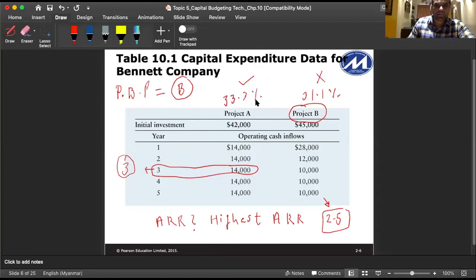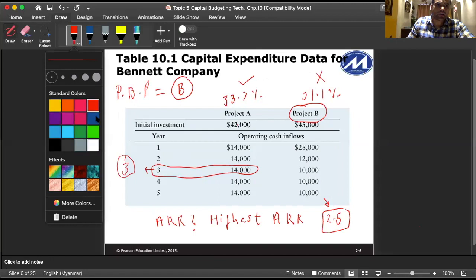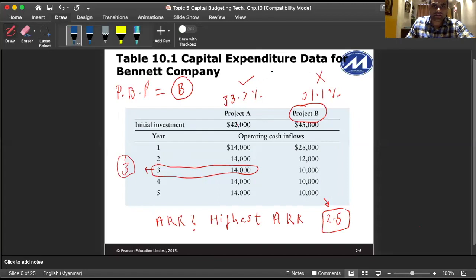So for example, we use the same question, all right? And for example, the interest rate is 10% for this question. Can you calculate net present value and tell me using net present value which project we should select? All right? So calculate.